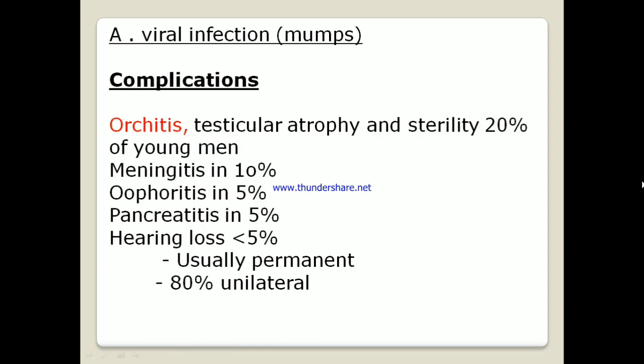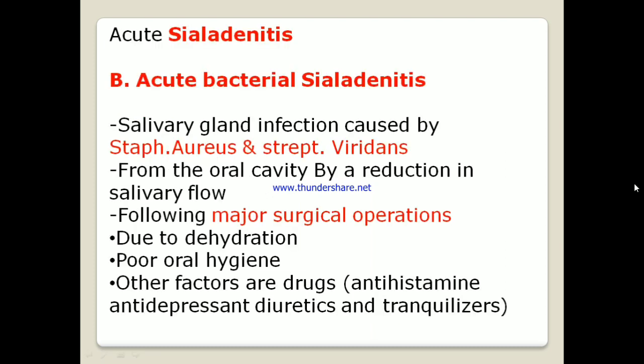A. Viral infection, mumps. Complications: orchitis, testicular atrophy, and sterility in 20% of young men. Meningitis in 10%. Oophoritis in 5%. Pancreatitis in 5%. Hearing loss 5%, usually permanent.